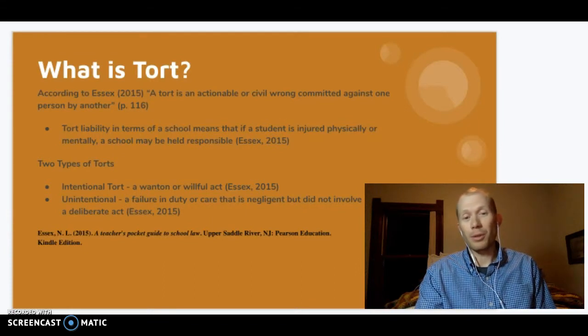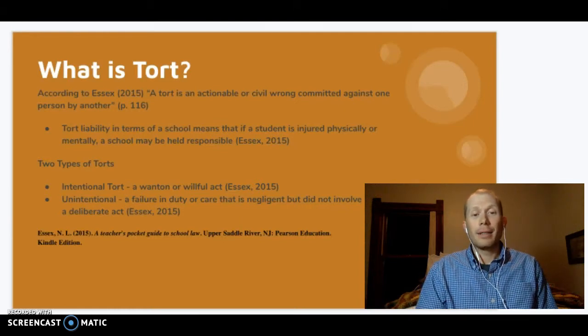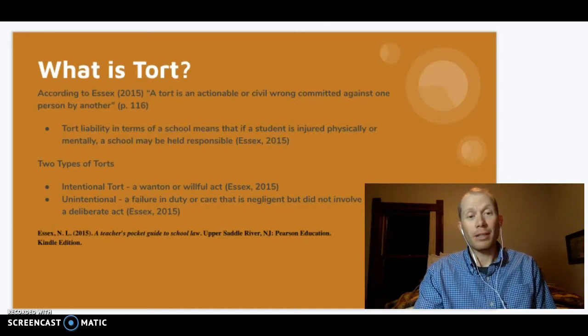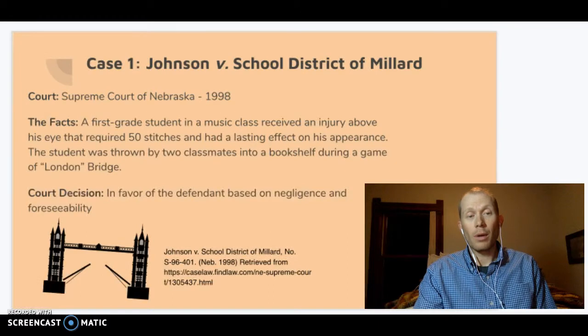There's two types of torts. Intentional tort is a wanton or willful act. And unintentional is a failure in duty or care that is negligent but did not involve a deliberate act to harm. So I went through 5 cases as required by the module.